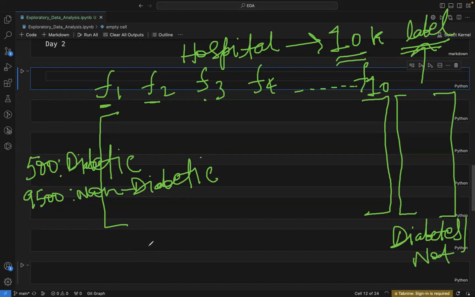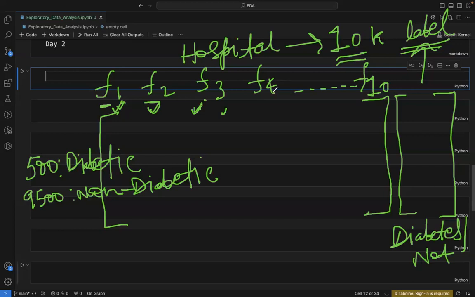So now our task is, given these 10 features, F1 till F10, which correspond to some medical tests. Let's say if a patient is admitted or went to the hospital, he went through certain medical tests or examinations, and out of those examinations, these values are coming: F1, F2, F3. So these are basically the features which correspond to some medical tests.